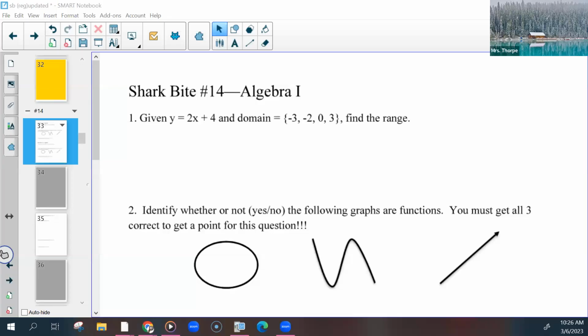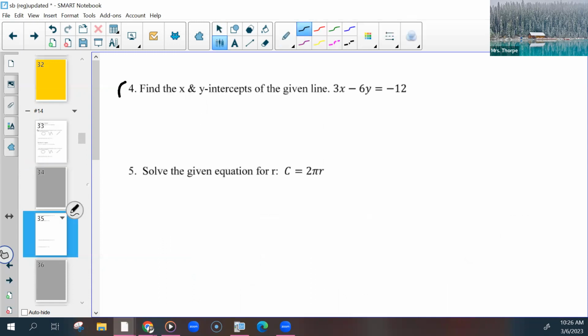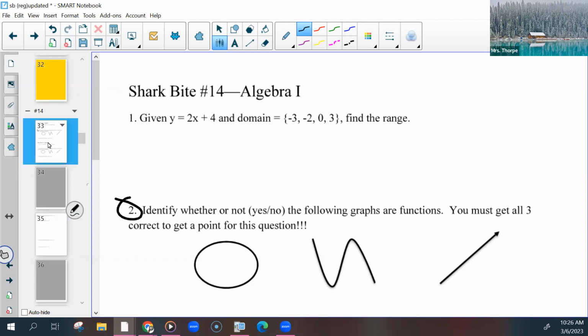You said 2 and 4. Any others? All right, so let's go through those 3.